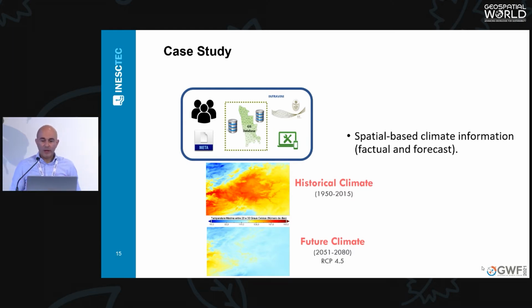So for that, we did some work and we gathered spatial-based climate information, both historical climate. So we worked in getting information of the past data of historical climate, and then we also did projections for future climate for the next 50 years. So we have a pretty good time frame and the tendency that the climate could take.